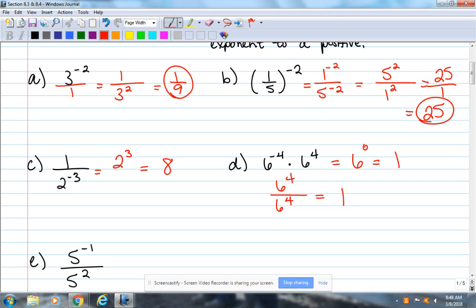So if you want to add them, that's fine. If you want to move negatives to the bottom on one like this when they have the same base, that's fine. If they don't have the same base, you'll have to do this. Okay?